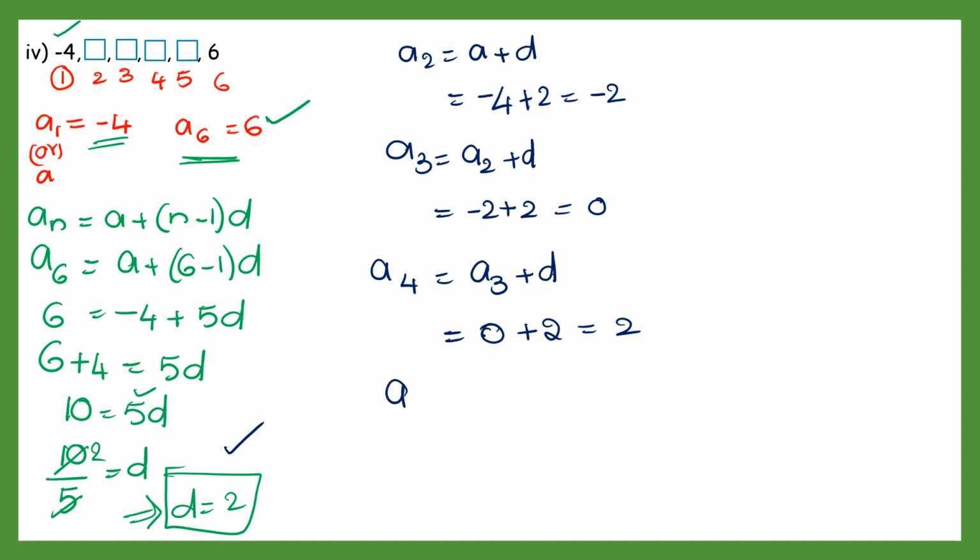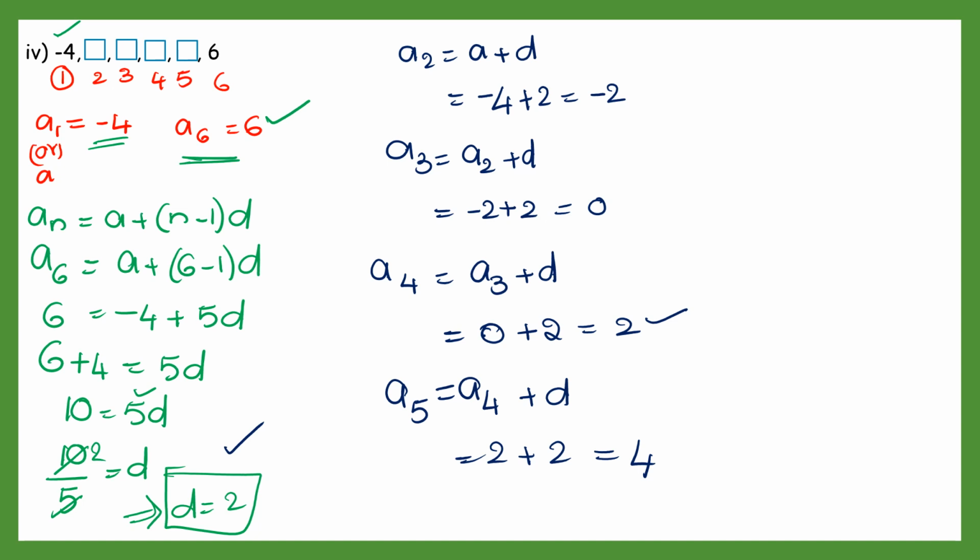And now finally the fifth term. A5 is equal to the fourth term plus common difference. Fourth term is what? 2. 2 plus 2, you will get 4. Thus you can find all the terms.